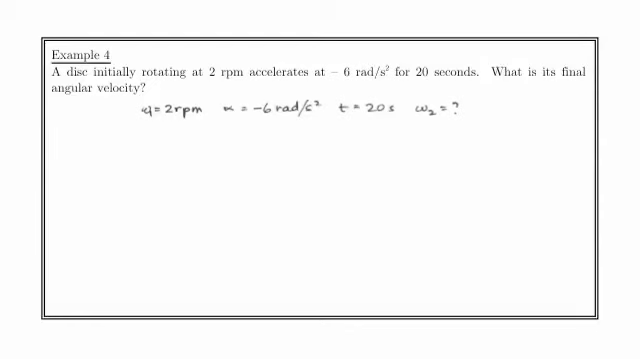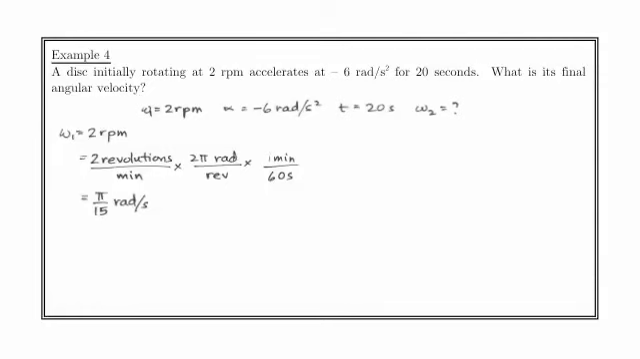But a little hitch in the road here is that omega 1 is equal to 2 RPMs. RPMs is revolutions per minute. We need radians per second. So we need to do a quick unit conversion. 2 RPM is equal to 2 revolutions per minute. In every revolution there are 2 pi radians. And in every minute there are 60 seconds. And when we do this, we get pi by 15 radians per second as the initial angular velocity.